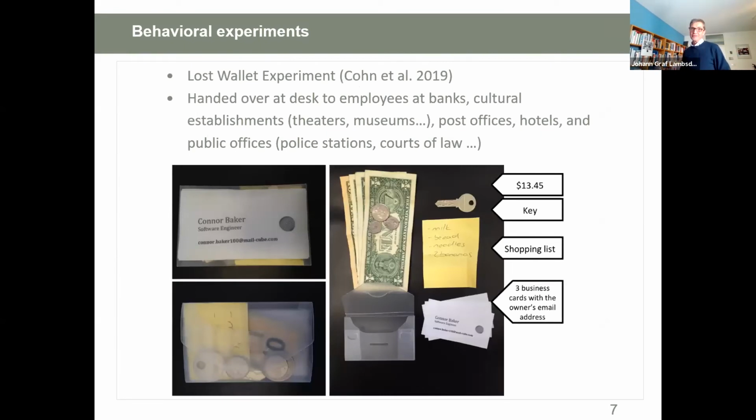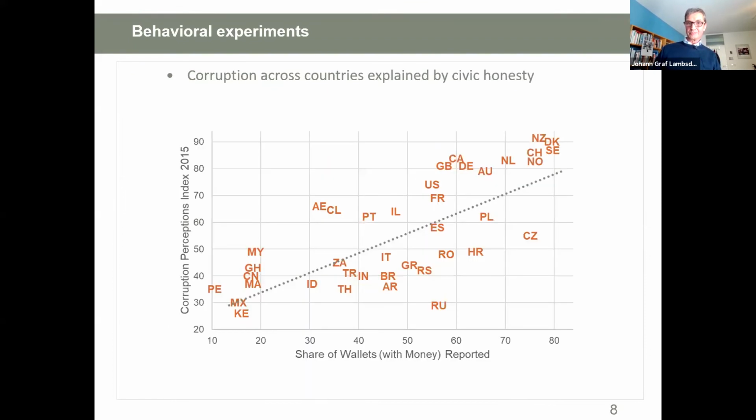There's another piece of evidence, which is called the lost wallet experiment. What some colleagues of mine did was they were losing wallets around the globe. And in fact, many, many wallets. And what they did is, well, they did not lose them on the street, but rather they handed them over at a desk to employees at banks, cultural establishments, post offices, hotels, and public offices, and were measuring afterwards what these people would do with the lost wallets. And there was always money inside, and some personal belongings, and some email addresses, which apparently belonged to the owner. So they could measure how honest these people were.